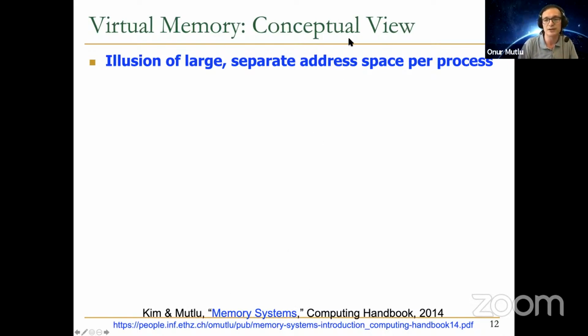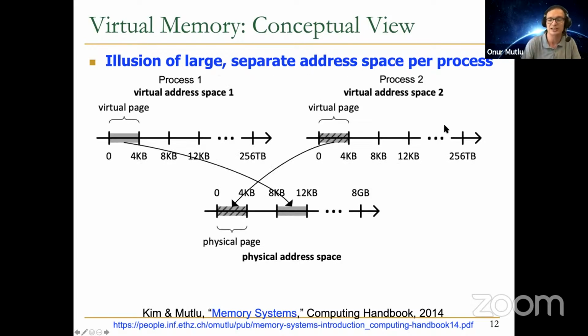Okay, so this is from the chapter that I recommended that you read. Essentially, the conceptual view is that you have the illusion of a large separate address space per process. And this is a picture from the handbook. Essentially, you divide the virtual address space of each process into chunks. In this case, 4 kilobyte chunks. 4 kilobytes happen to be a good granularity that people use to do this mapping. And you can see that your virtual address space can be huge. In this case, 48 bits, 256 terabytes in a byte addressable system.